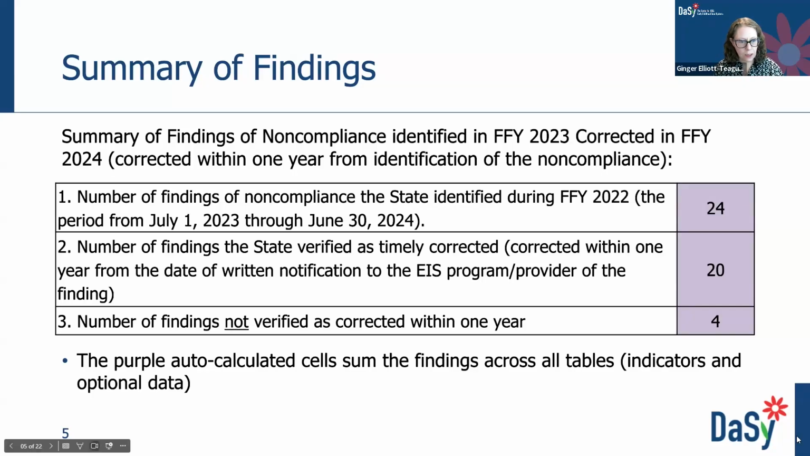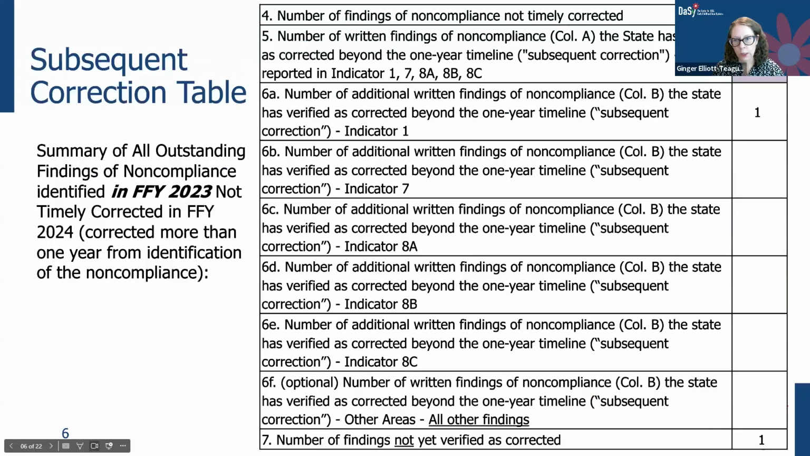Then on the next slide is the subsequent correction table. This is the summary of all outstanding findings of noncompliance identified in FFY 2023 that were not timely corrected in 2024. Okay. So those 4 up at the top in row 4 pull over from that prior table. It calculated in that other table that we looked at on the just prior slide, 4 that were not timely corrected within 1 year.